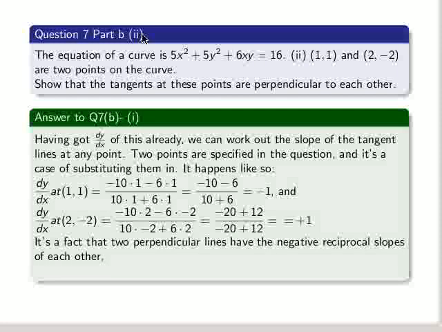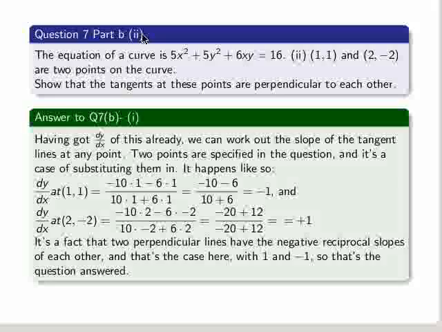It's a fact that two perpendicular lines have negative reciprocal slopes of each other, and that's the case here with 1 and minus 1. So that's the question answered. The two tangent lines are perpendicular.